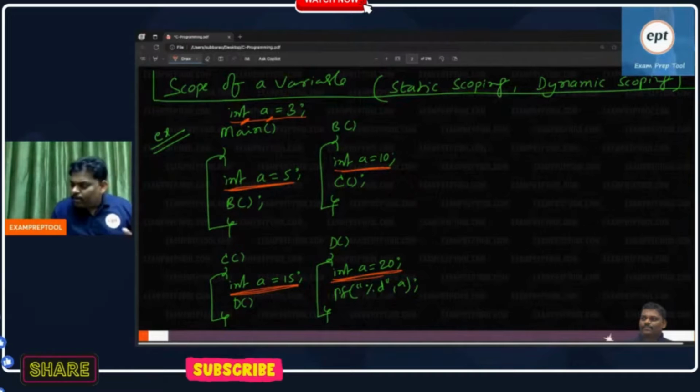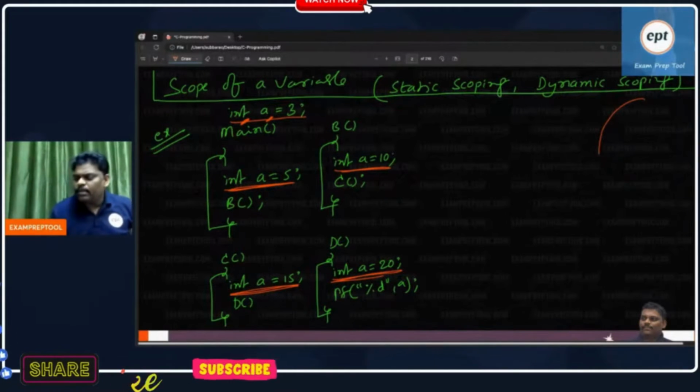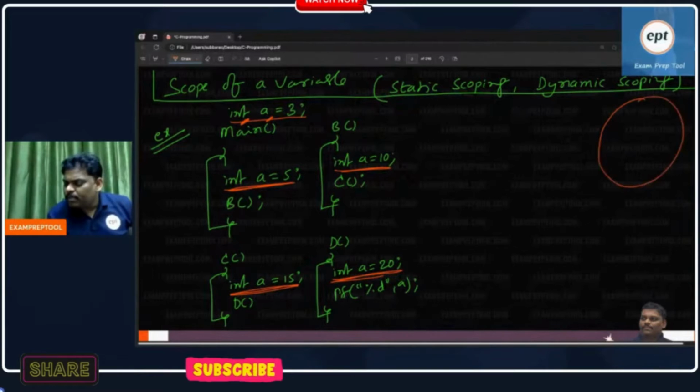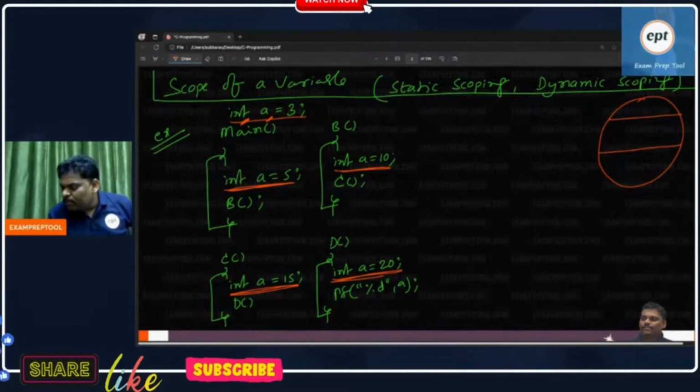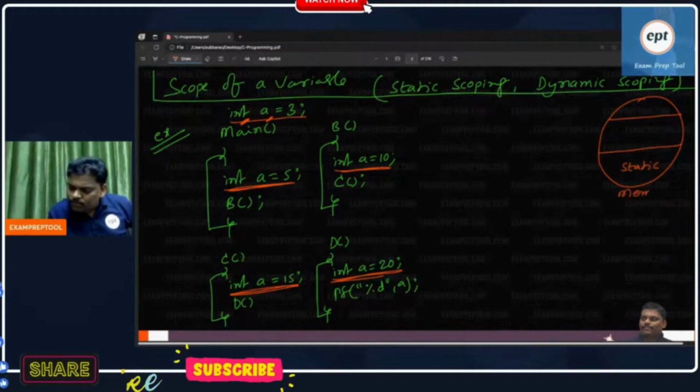Remember everyone? See this one. This is the memory. Be careful. This memory will be divided into 3 parts. One part, observe, is the static portion.